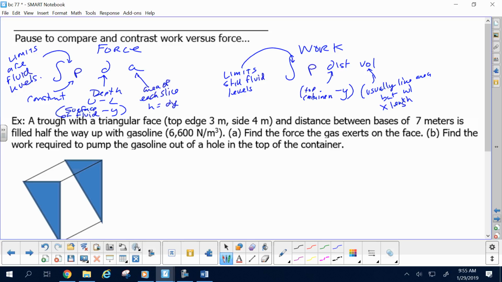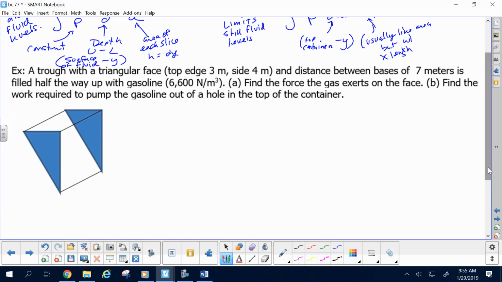All right, now let's get back to a case or two. A trough with a triangular face, top edge 3 meters, side 4 meters, and distance between the bases of 7 meters. The bases of the congruent figures. Is filled halfway up with gasoline. Find the force exerted on the face.